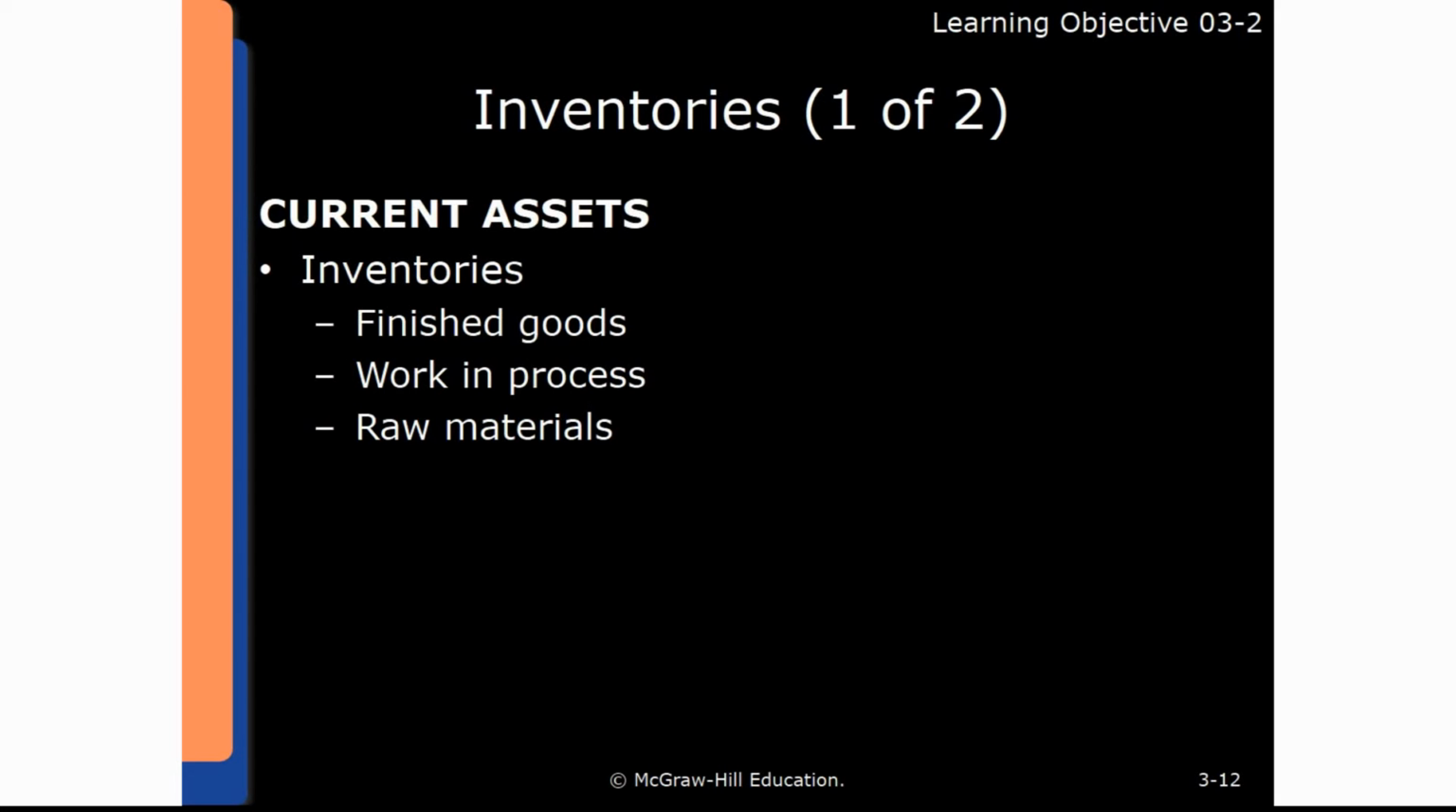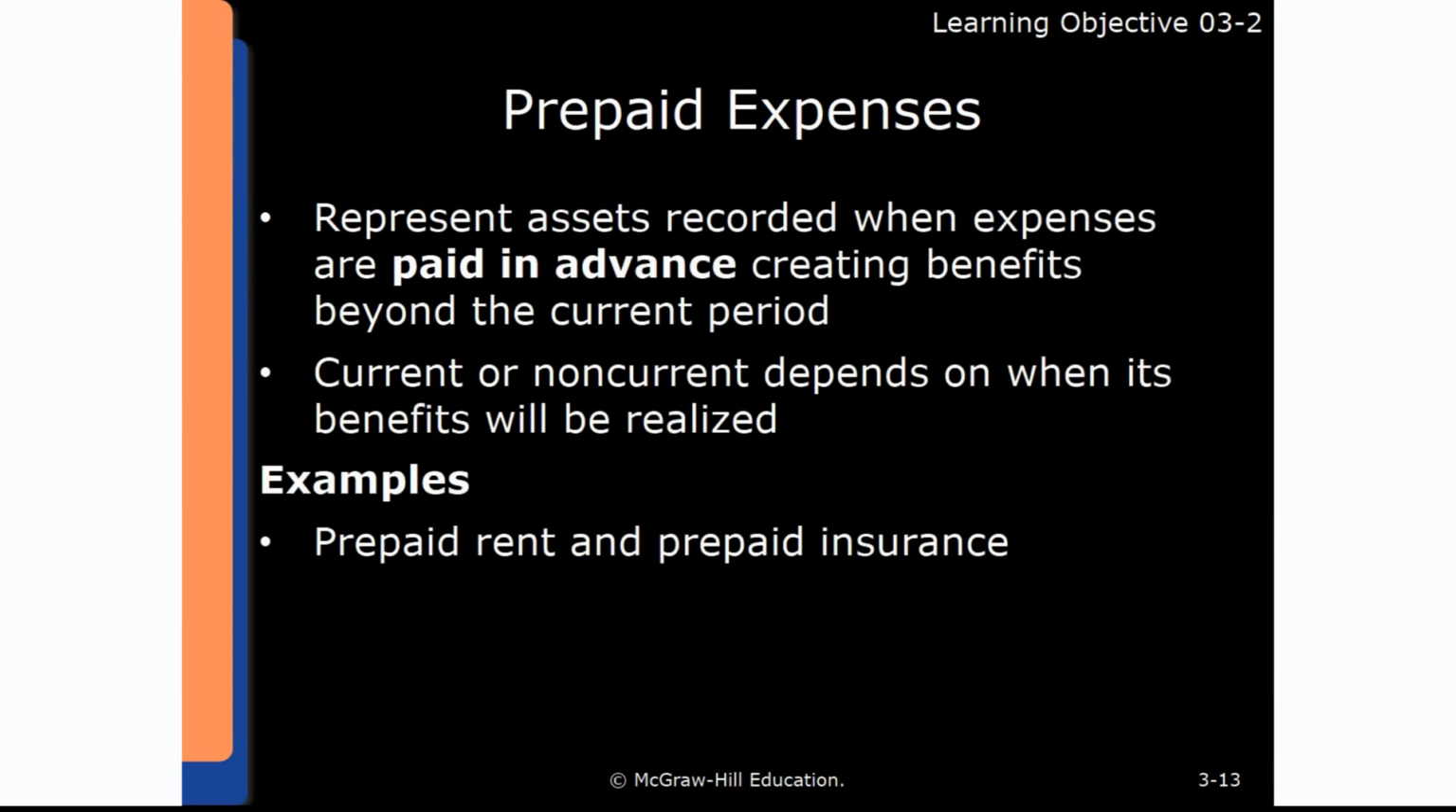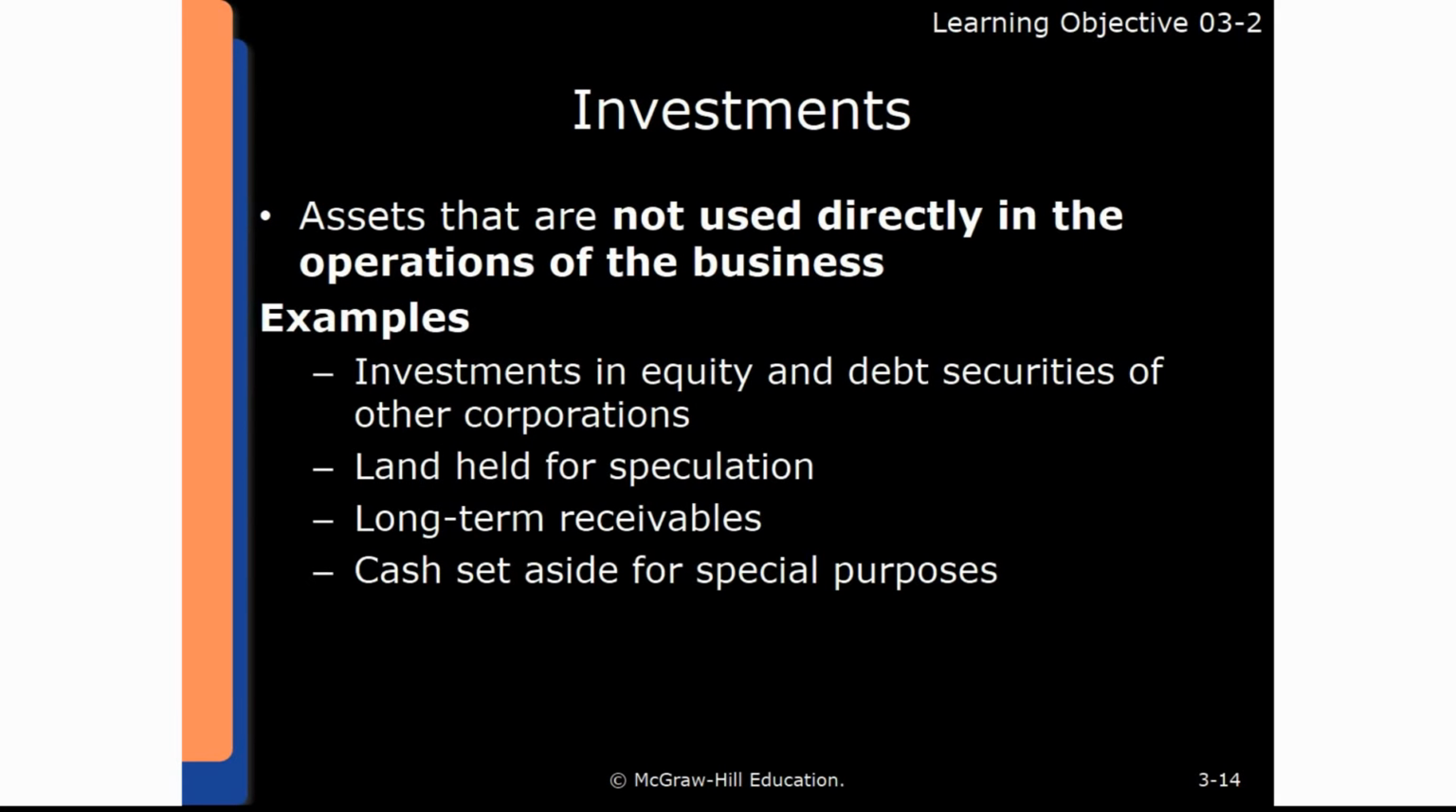Work in process are fundamentally raw materials that have had some value added to them, but not all the value added to them. Not all the conversion has taken place yet. Prepaid expenses, these are assets such as prepaid insurance and prepaid rent. Investments, oftentimes these are larger investments held outside the context of our primary core business or operations. We may have seen an opportunity in purchasing land, for example, or other long-term receivables.